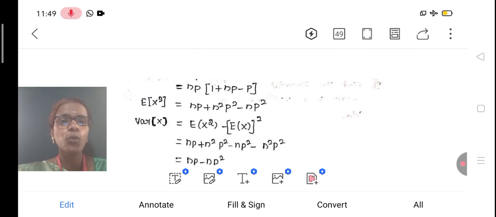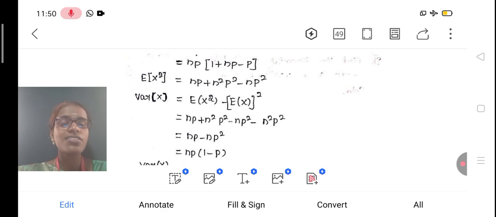So np into (1 plus np minus p). Just multiply this np inside the bracket. So we get np plus n square p square minus np square. Now use the formula variance of x as E of x square minus (E of x) the whole square. You just have the term E of x square as it is, and minus E of x we have already done. You just take the square of that, which is n square p square. Just cancel n square p square and write the remaining thing, which is np minus np square.